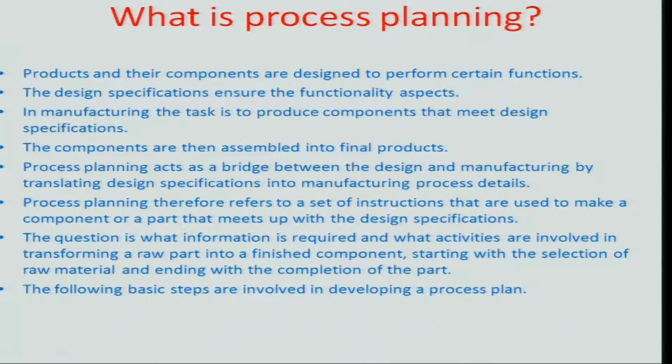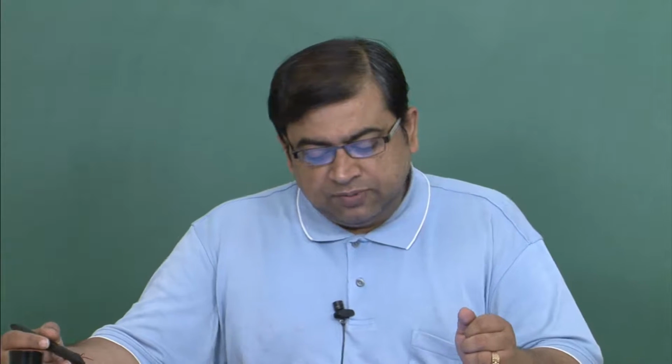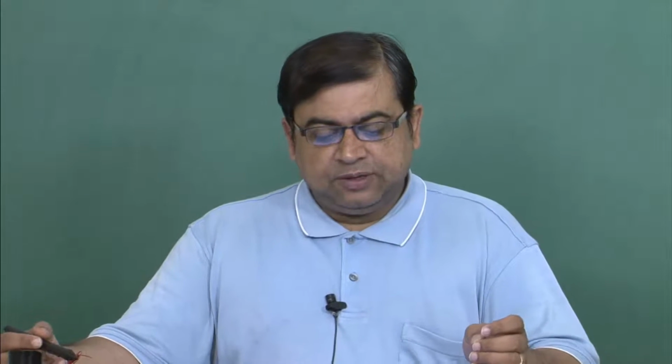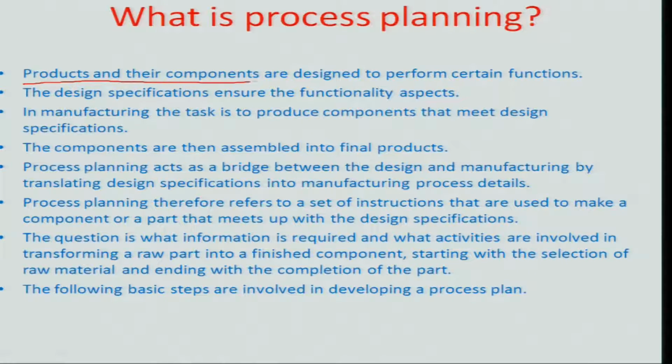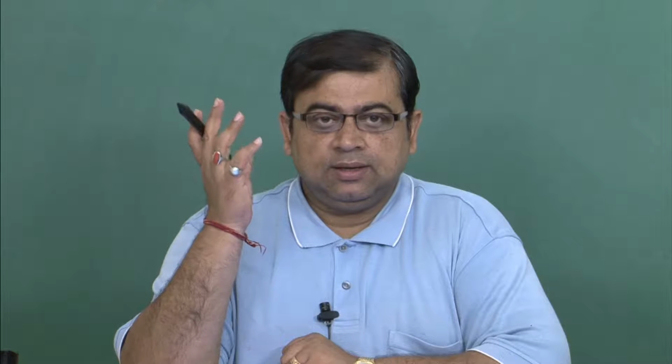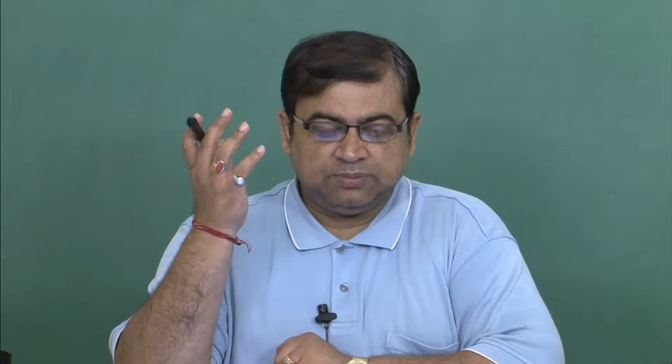So what really is process planning? When we are talking about different products and their components, they are designed to perform certain functions. Mostly these functions are in assemblies, so assemblies of the different components. So process planning is really about how you can choose a sequence of processes so that an engineering part or a group of engineering parts goes into assembly operation, so that they can be enabled to function as an assembled final product.